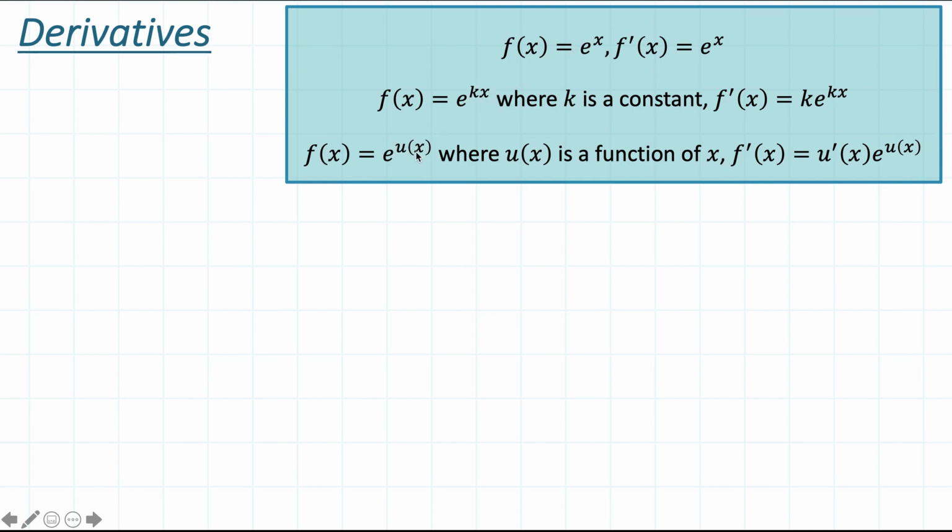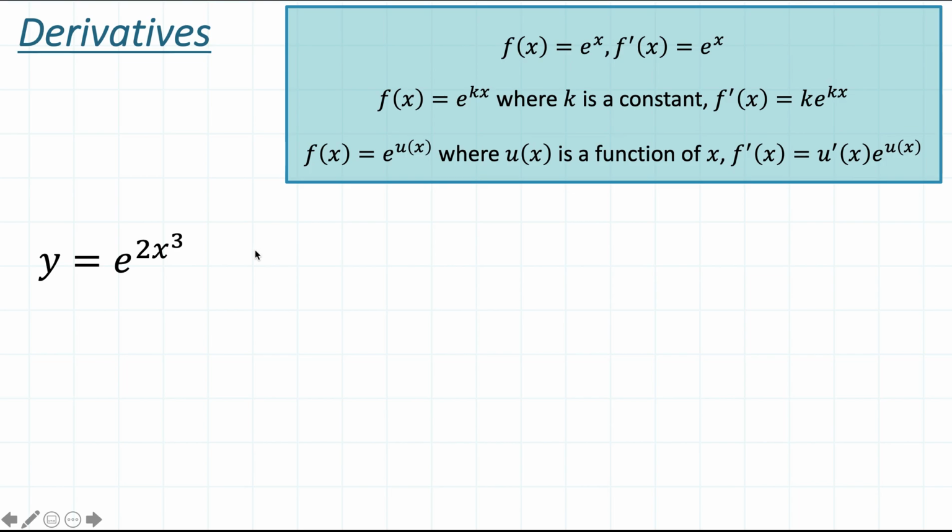So I can define it as a function, u of x. In this case, the derivative is going to be the derivative of u, the power, times e to the power of u of x, which doesn't change. So back to the same rule, it doesn't change. But you have to multiply the derivative, which is technically what we're doing in this step, in this rule, but this last rule kind of makes it all formal.